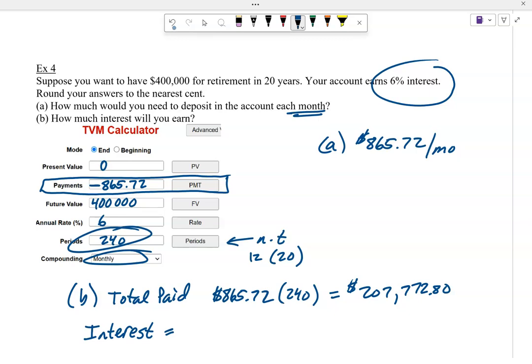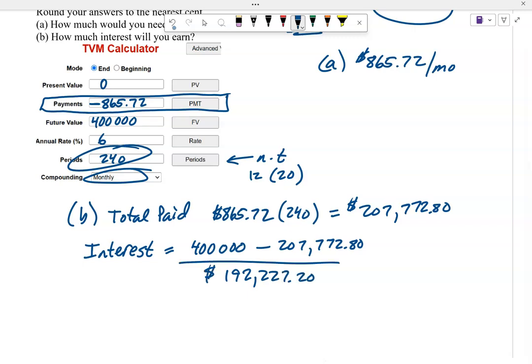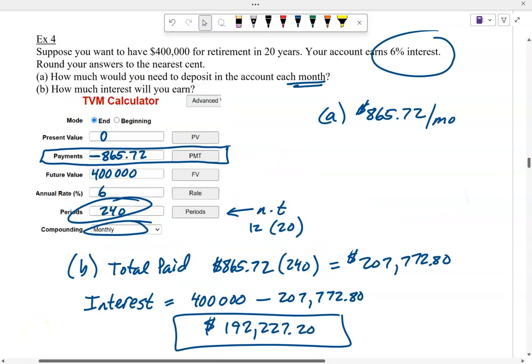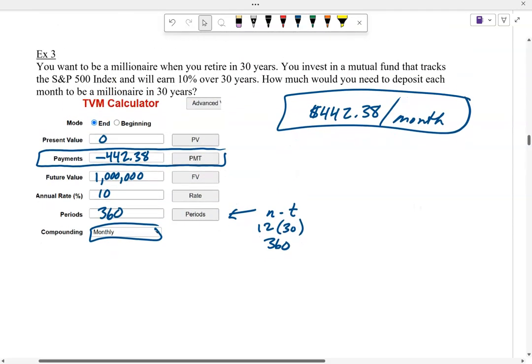Well, we ended up with $400,000 at the end. So I subtract my $207,772.80. So $192,000 was all free money, right? All interest. So I'm actually going to go back. Let's look at how much interest we earned on this scenario.